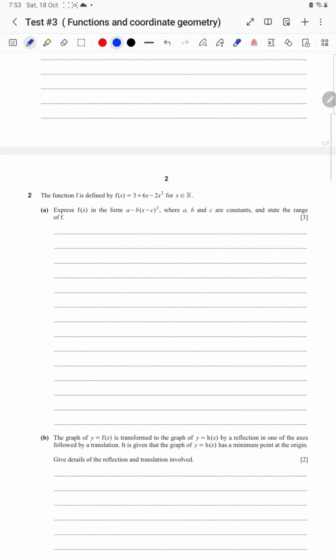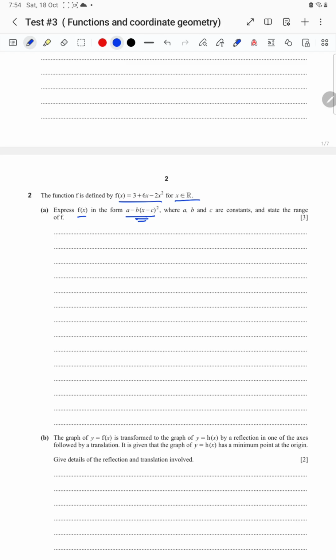Done. Next question. The function f is defined by this, x belongs to real numbers. Express f of x in the form a minus b times (x minus c) whole square, where a, b, c are constants. Show the range of the function. Okay, here you can see the function we need to convert into whole square form, that means completing square form.